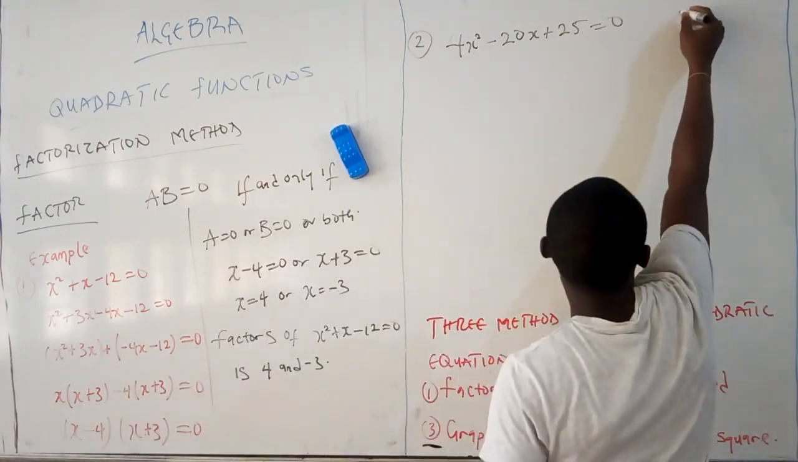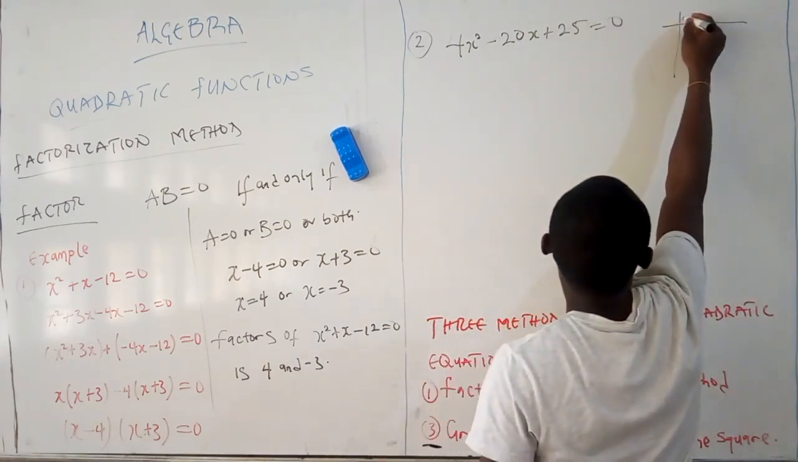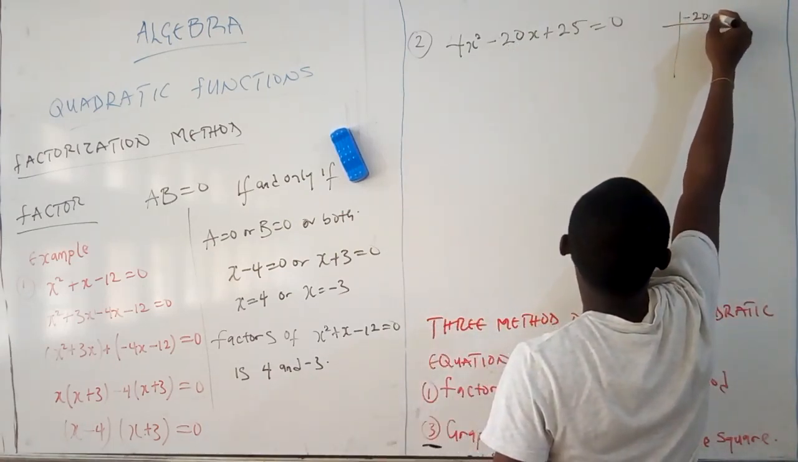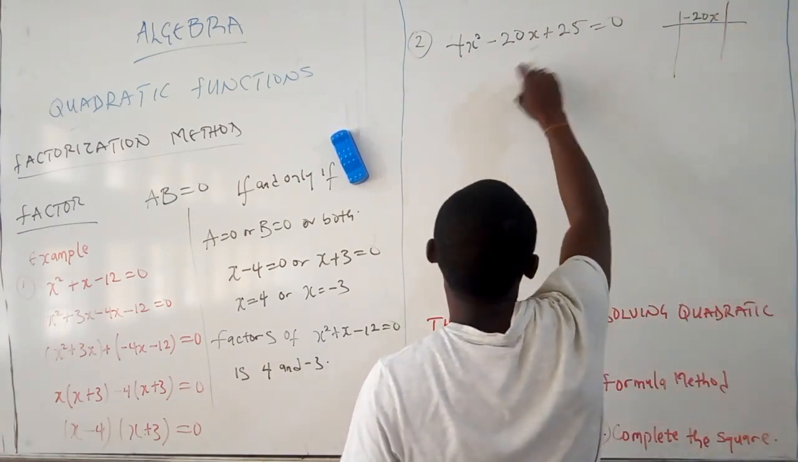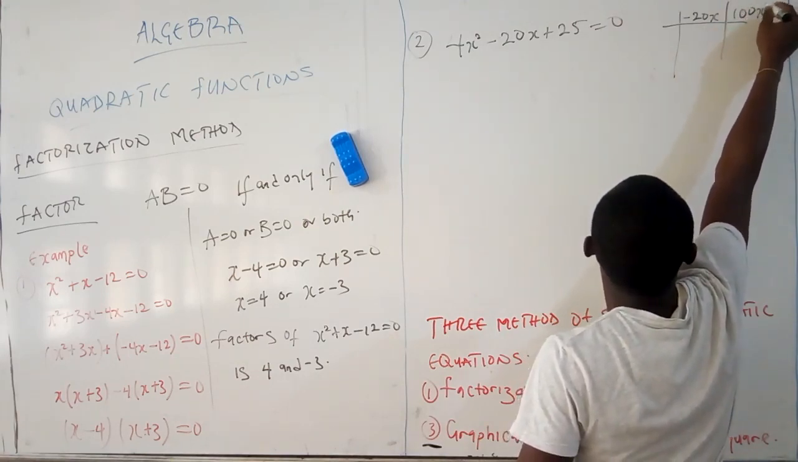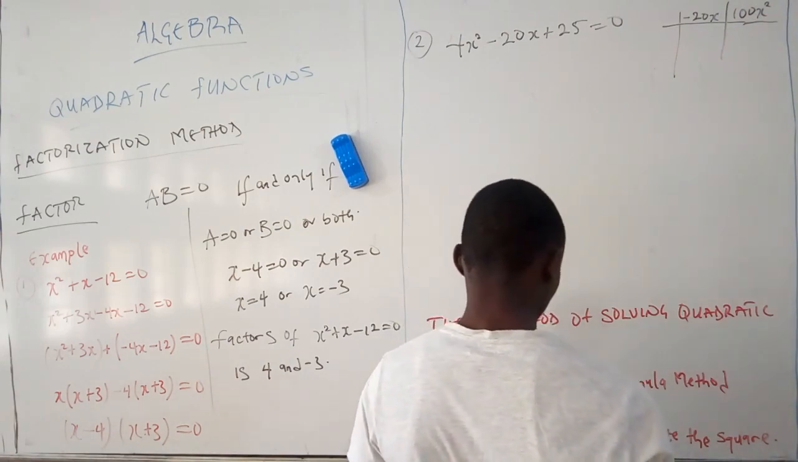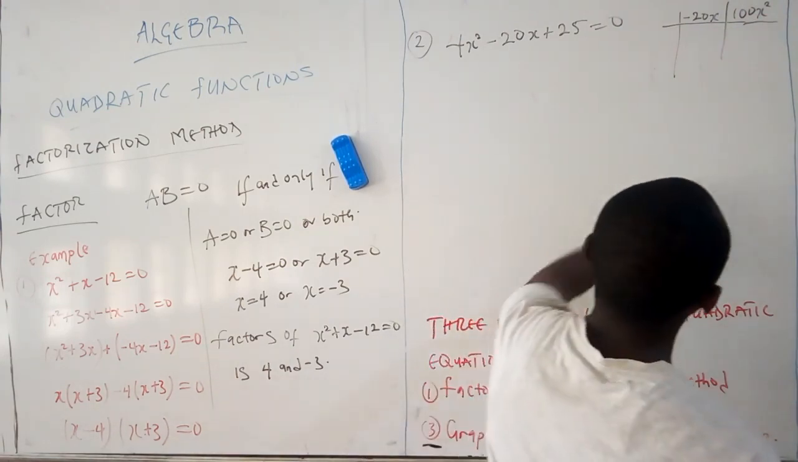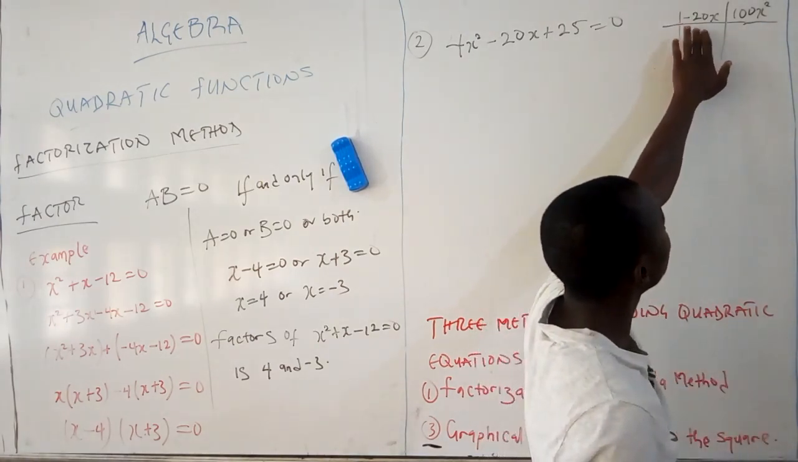you go to your rough work, for example the side of your book, then you have minus 20x, then 4 times 25 is 100x squared. So you look for two numbers whereby when you multiply them, you have 100x squared, and when you add them, you have minus 20x.